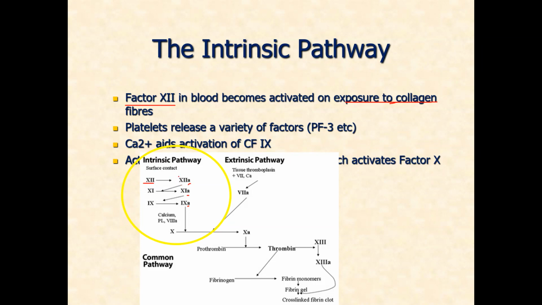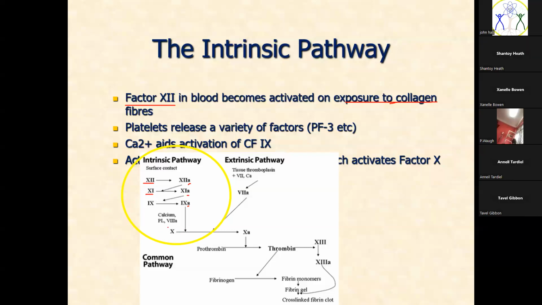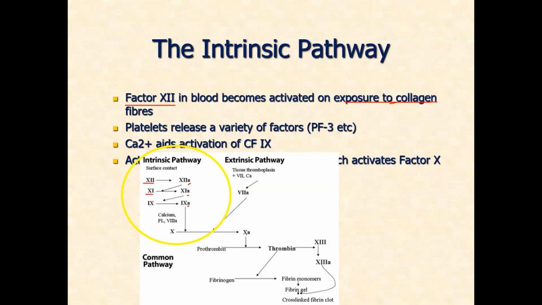Your activated factor 12 then goes to another factor called factor 11. I think everybody knows the Roman numerals, right? And activates factor 11 to give you activated factor 11 over here. Then the activated factor 11 goes and activates factor 9, which of course means that you've missed a number, but it is what it is. And then the activated factor 9 goes on with calcium and factor 8, all of which will activate factor 10. And then that bleeds into the common path, right?